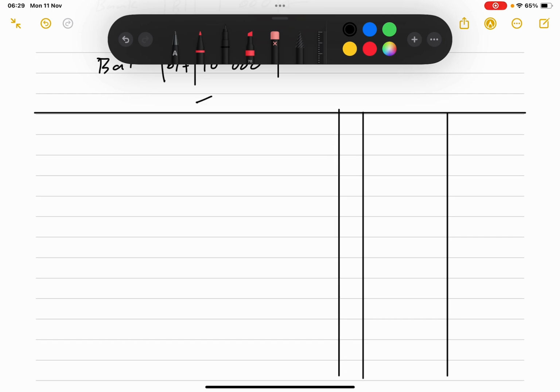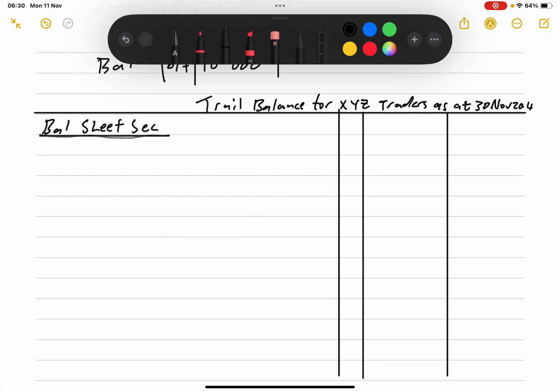Okay, so your trial balance for XYZ Traders as at, let's say, 30 November 20.4. I didn't write it very well, but it's there. So your trial balance will have your balance sheet section, and then down here it will have your nominal section.